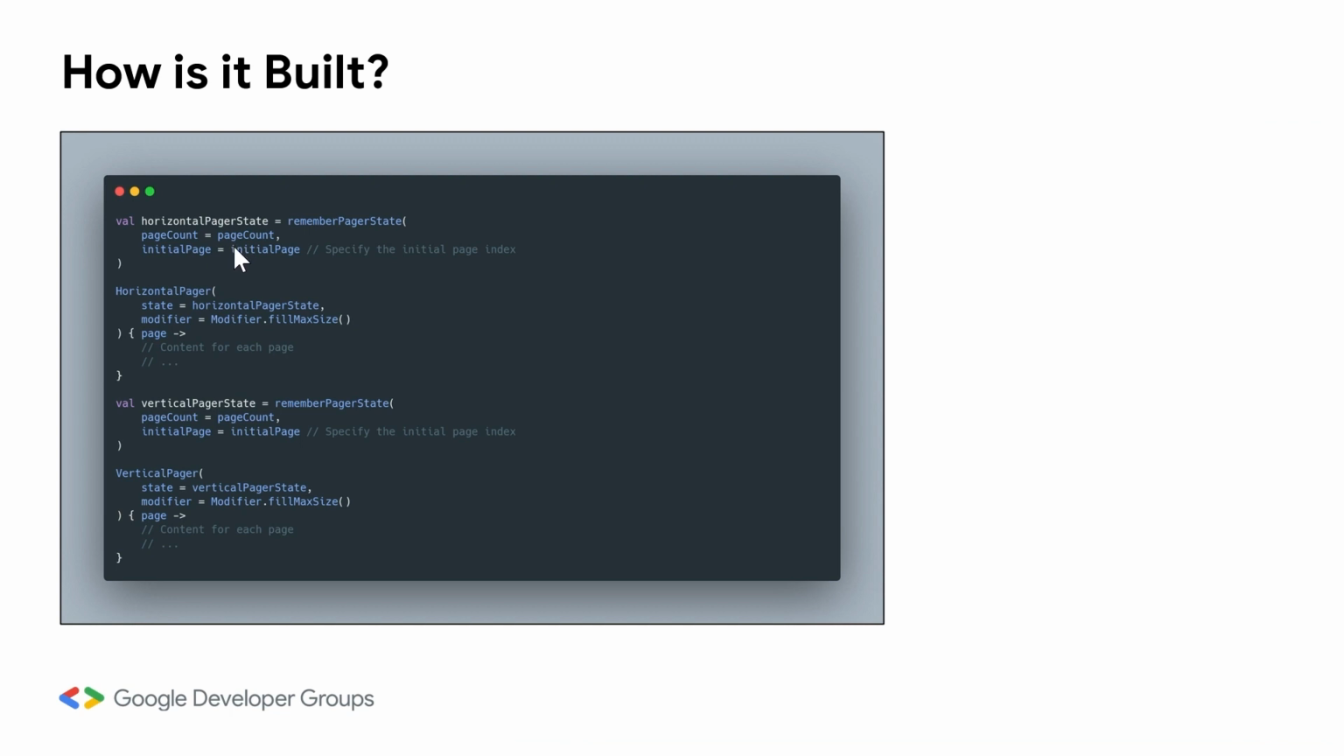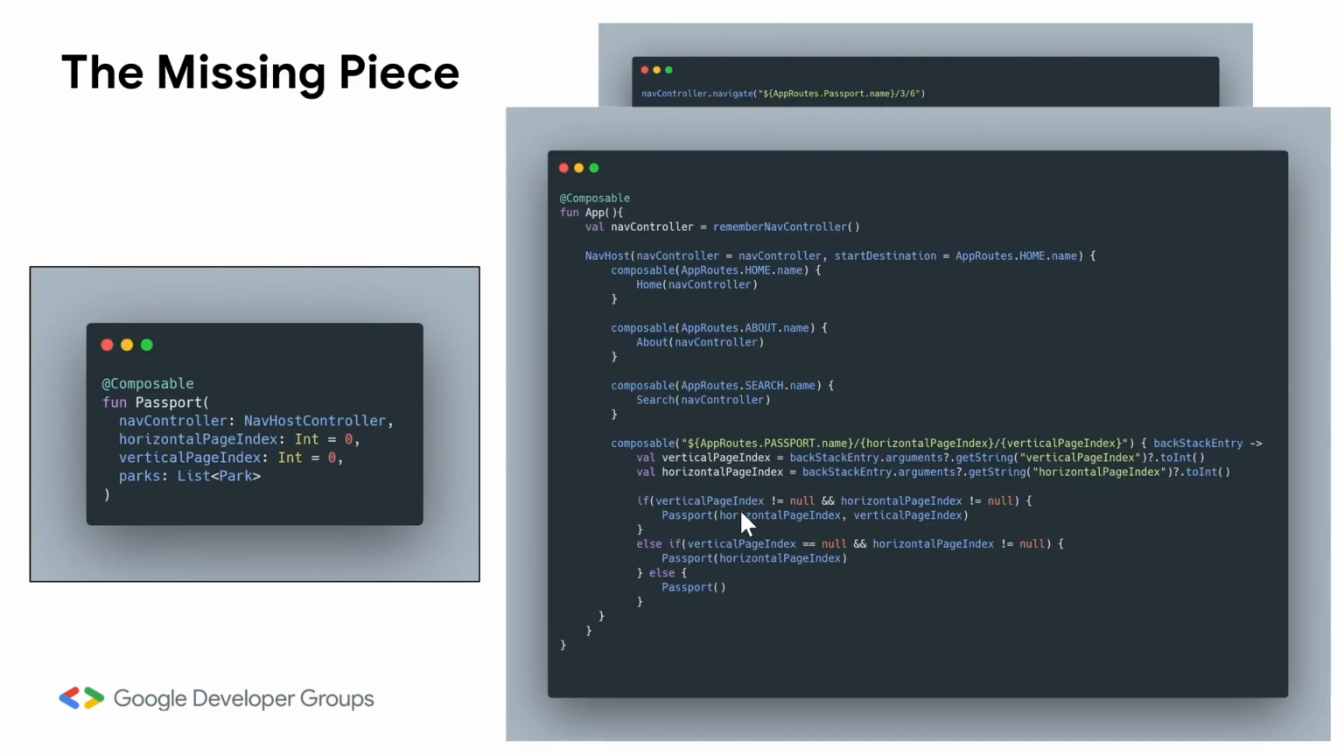This initial page right here, for both of those, is what would be used when passing the horizontal page index and vertical page index. So by default we have them set at 0, 0, but whatever we pass, that's where it starts from.